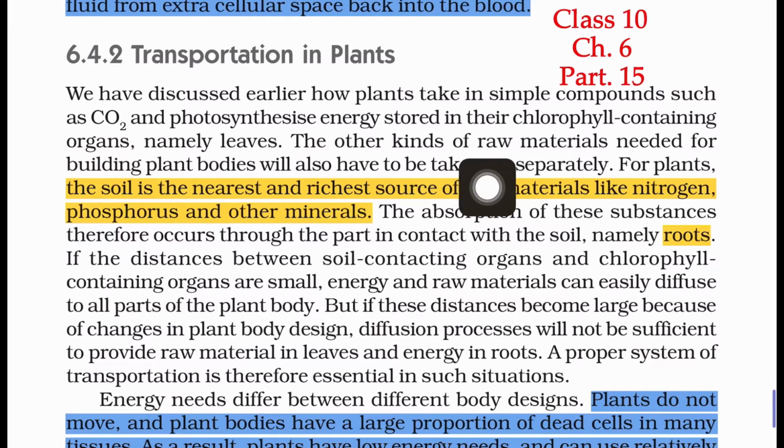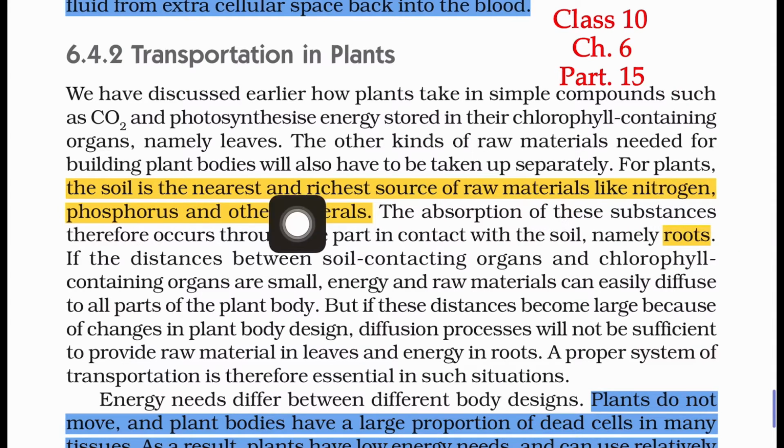The other kinds of raw materials needed for building plant bodies will also have to be taken up separately. So there are mainly four different materials required for photosynthesis. Then along with water there are a lot of minerals which should be taken by the roots to the leaves for preparing energy.